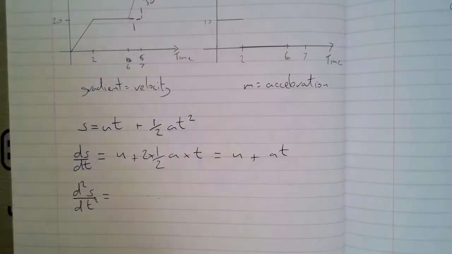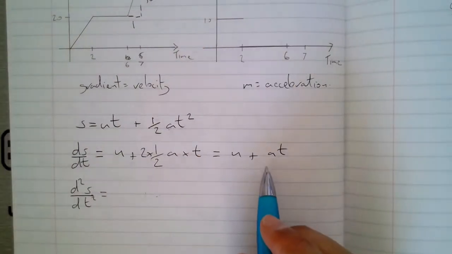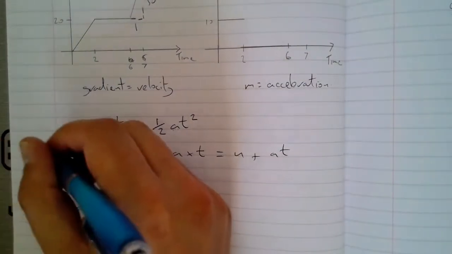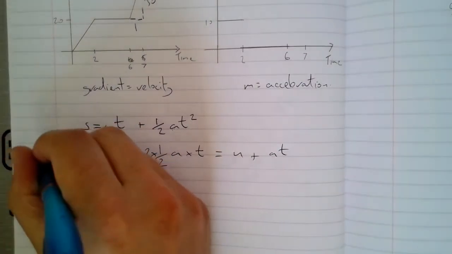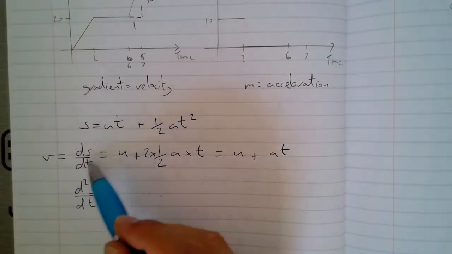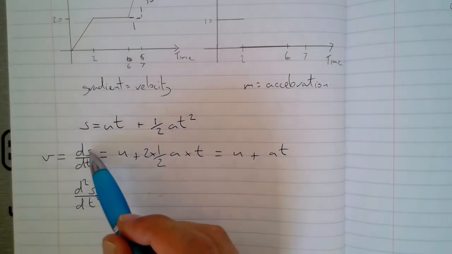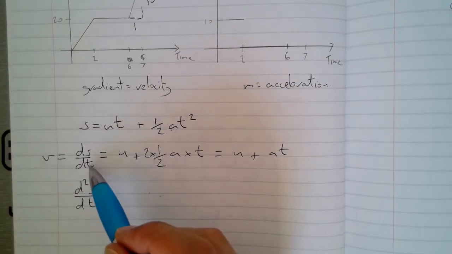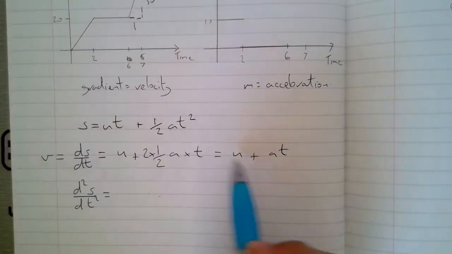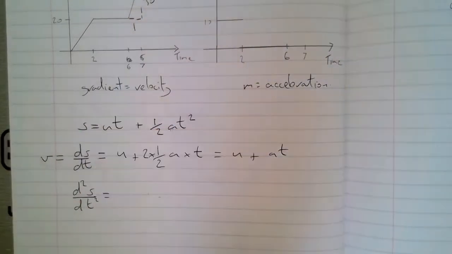Hopefully you've noticed that u plus at is one of the formulas we had the other day. I think it was the first one I wrote down. So if u plus at is equal to this differential, then that differential better be equal to v. In other words, the gradient, because differentiating is just finding the gradient of something, the gradient of a displacement time graph is velocity. So this is another way of showing that this thing is true.